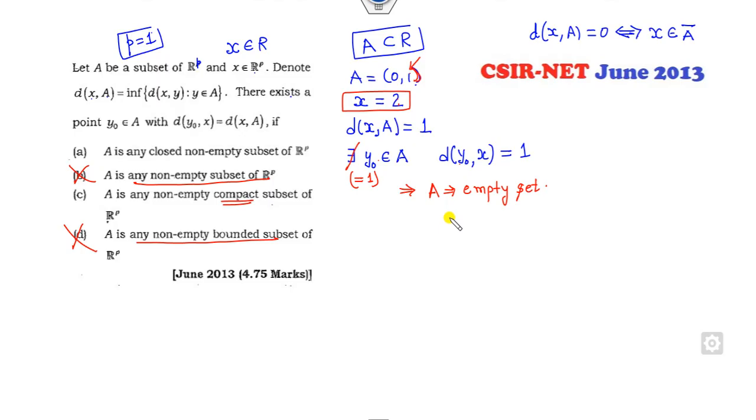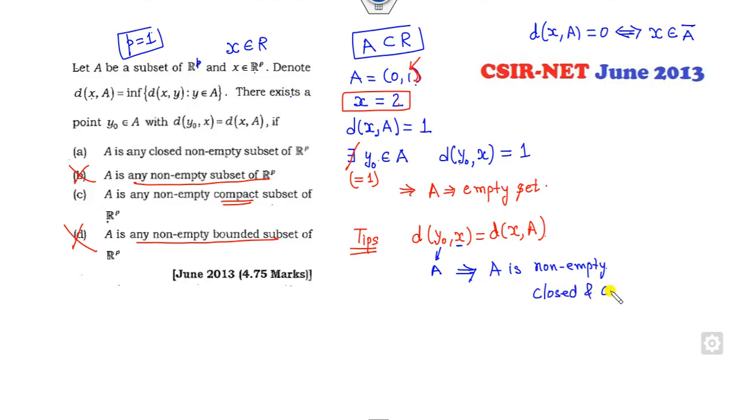Okay, I can give you again, y naught x is x comma A. Look at that, this y naught is in my A, so this happens only when your A is non-empty. Fine. This will be non-empty only when it is a non-empty closed and compact.